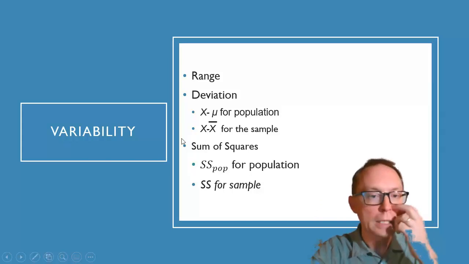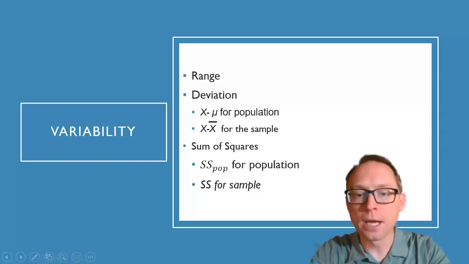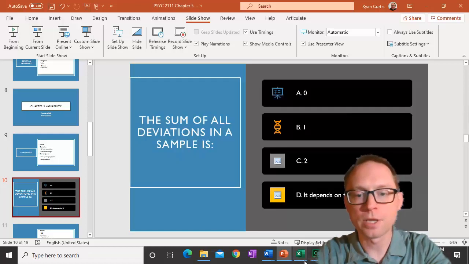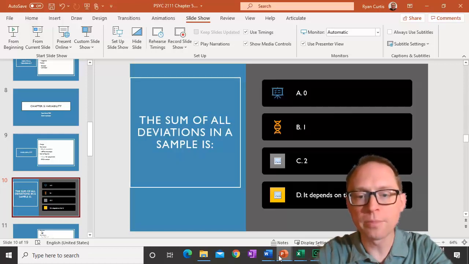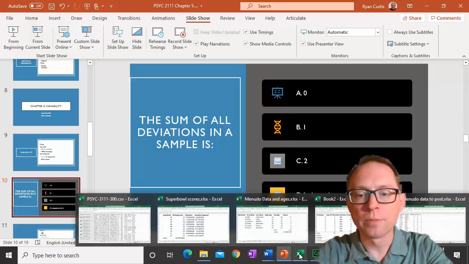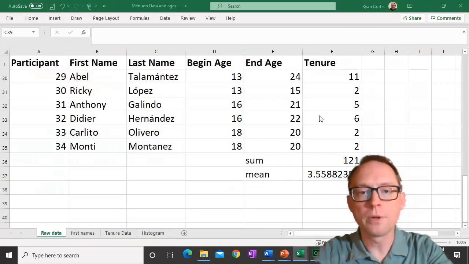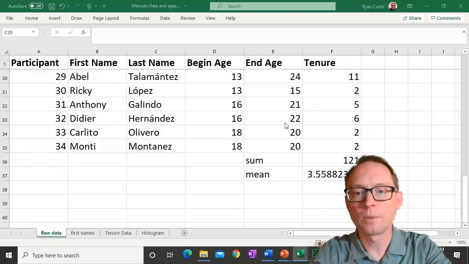All right, so let's go ahead and look at some of the old data that we were looking at before. We're going to go back to the Menudo data. Well, don't look at that one. That one's coming up later. We're going to look at the Menudo data. Remember Menudo? We have all of the people in Menudo. So I've made this a little bit bigger. Hopefully people can see it.